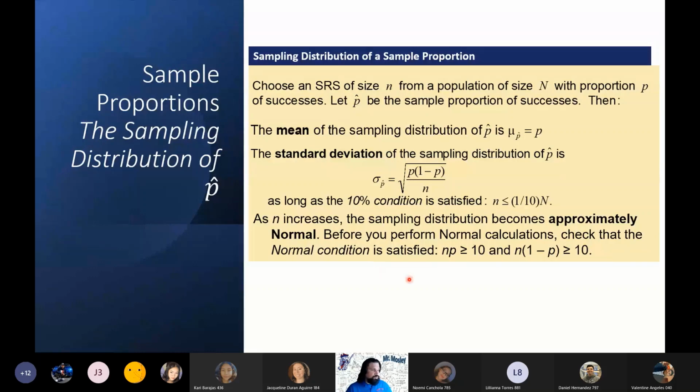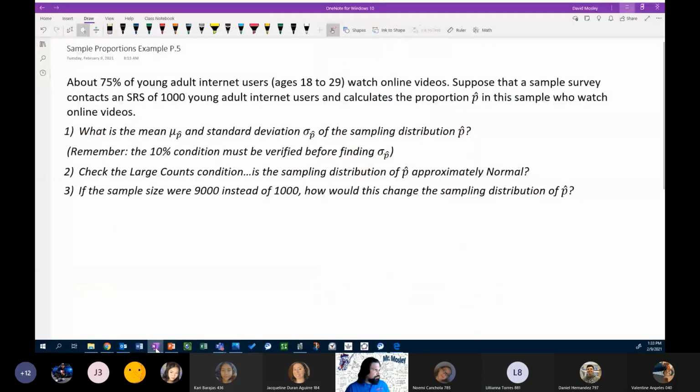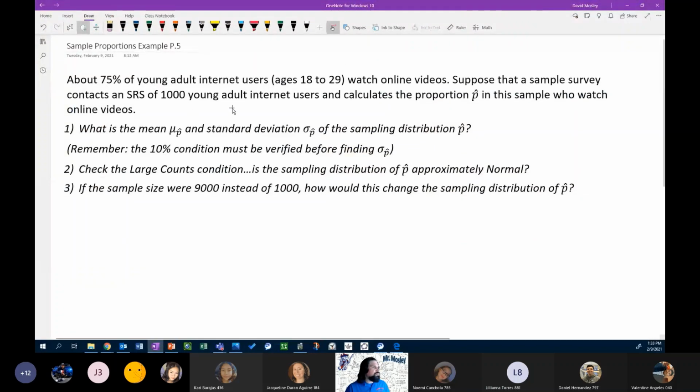So now we're going to look at an example using sample proportions. So here's our example. About 75% of young adult internet users ages 18 to 29 watch online videos. We're going to suppose that a sample survey contacts an SRS of 1,000 young adult internet users and calculates the proportion p hat in this sample who watch online videos.